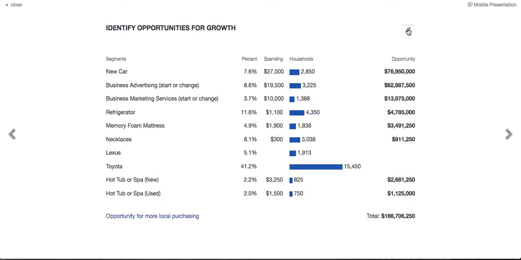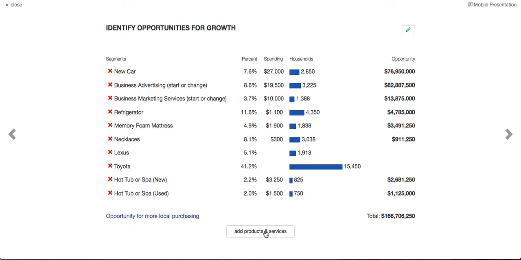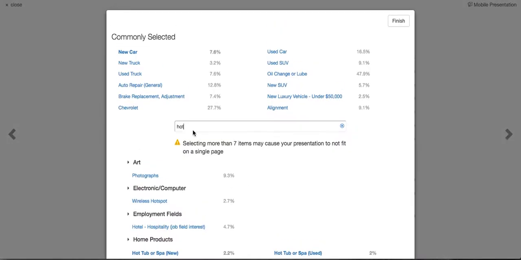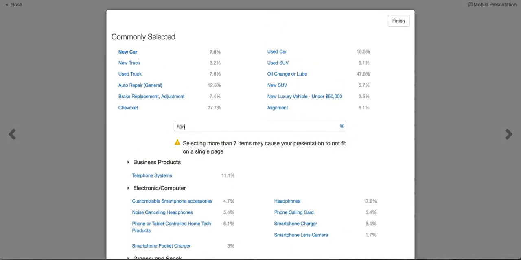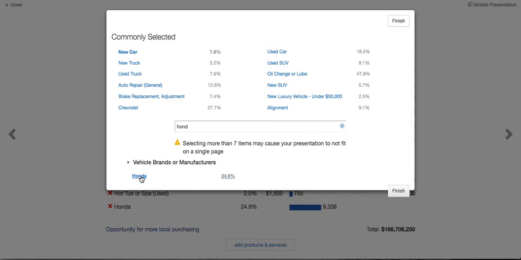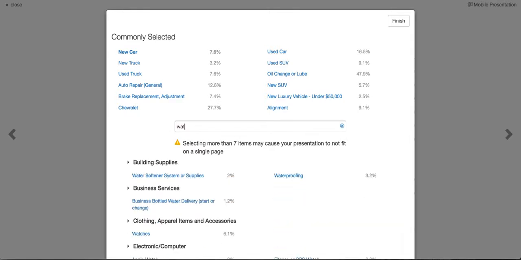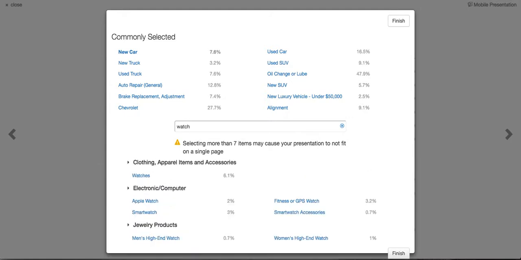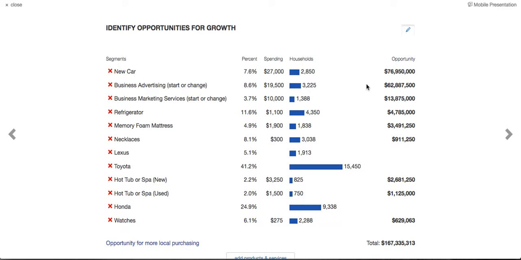Now with them, click on the editing pen, and ask about other areas they'd like to know about. Let's say, well, my gosh, I'd like to know about Honda. So you just type in Honda, and look at that. 24.9% are going to purchase a Honda. What if they say, well, what do you have on watches? So just type in watches, okay? And up come watches. You get the idea. They can data mine right there with you, okay?